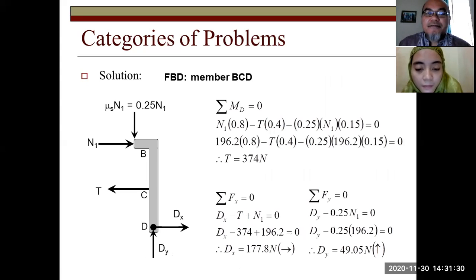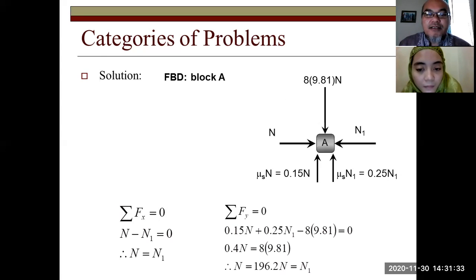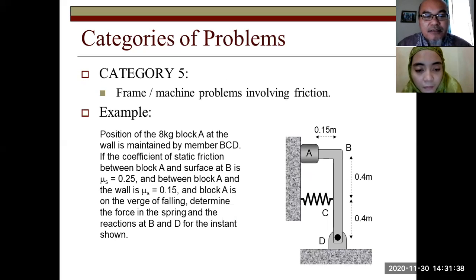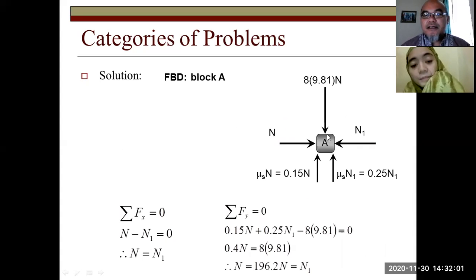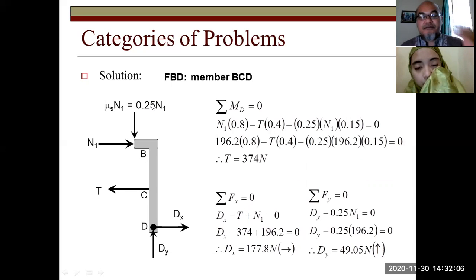Okay, so that is the normal force happening at block A. The question is to determine the force in the spring C, and the reactions at B and D. At member BCD, the spring is pulling the member to the left, because it is a spring. Then at B itself, there is the normal force N1. If it is pushing A to the left at A, it means at B it is pushing to the right.